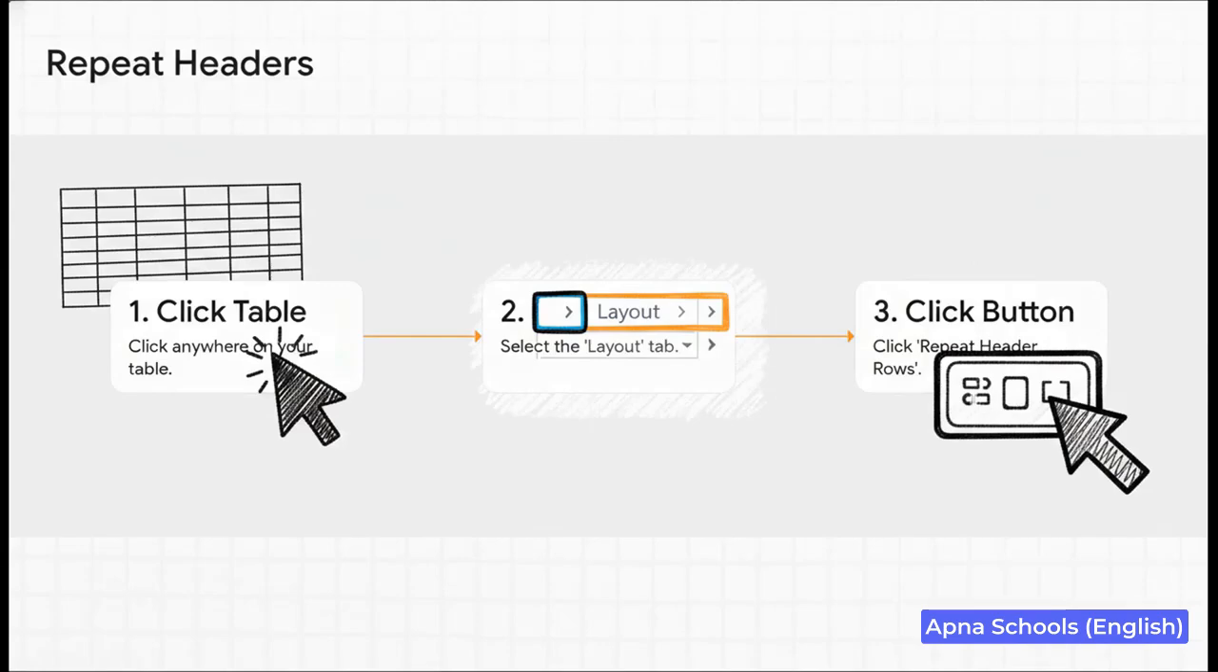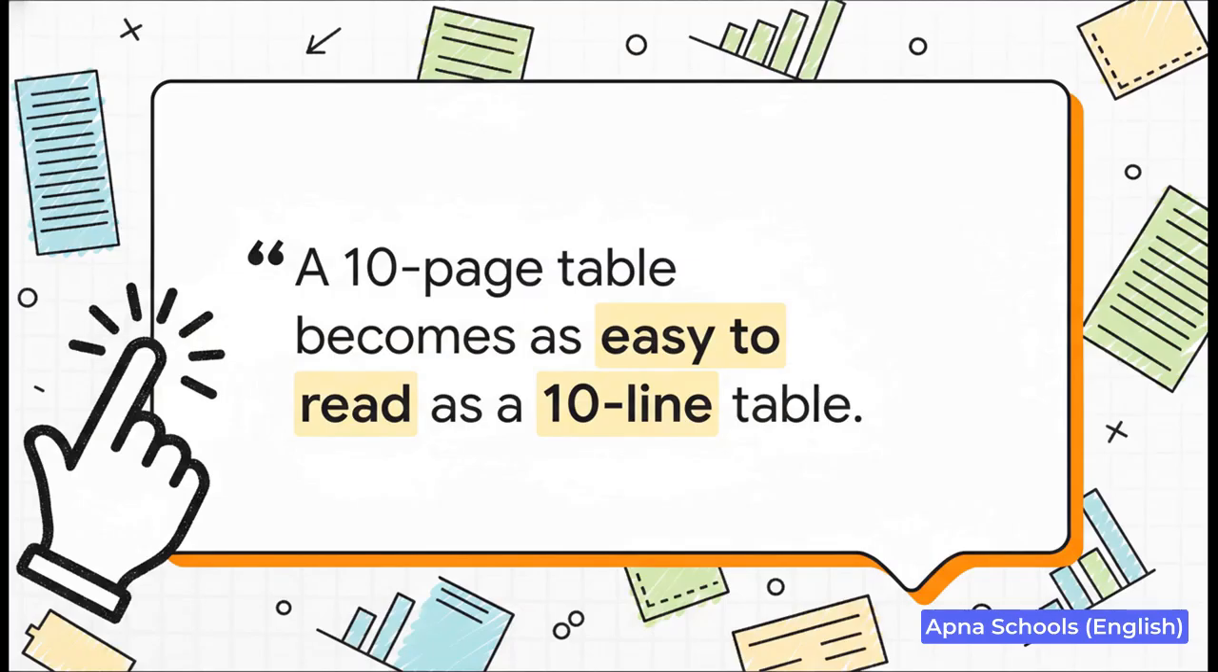And you won't believe how easy the fix is. Seriously, it's just one button. You click anywhere in your table, pop over to that Layout tab again, and in the Data section, you just click Repeat Header Rows. That's it. And that one little click is a total game changer. It means your massive 10-page financial report is suddenly as easy to read and understand as a simple 10-line table. It makes your documents so much more professional.